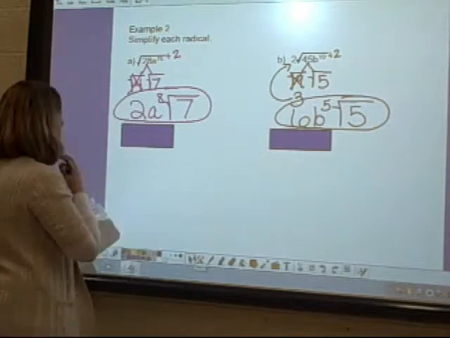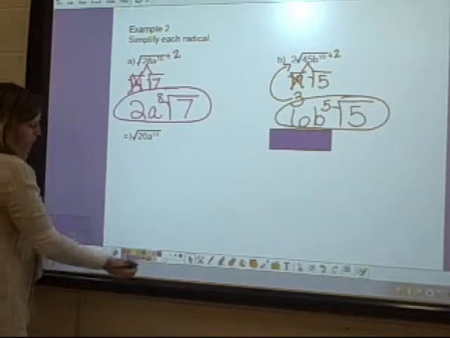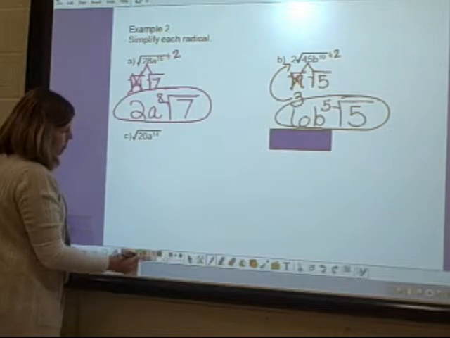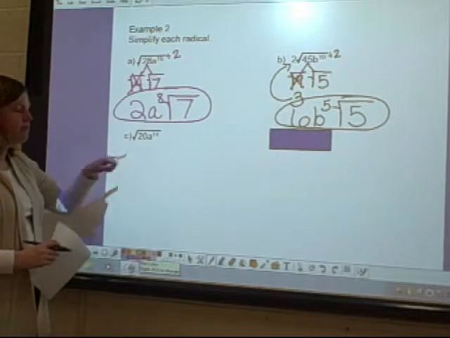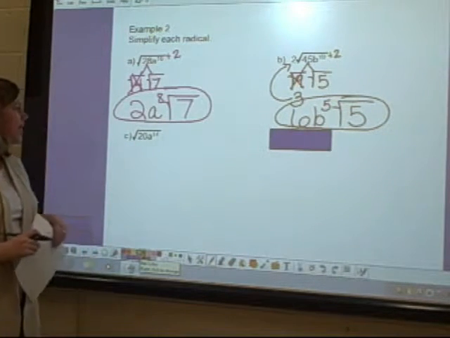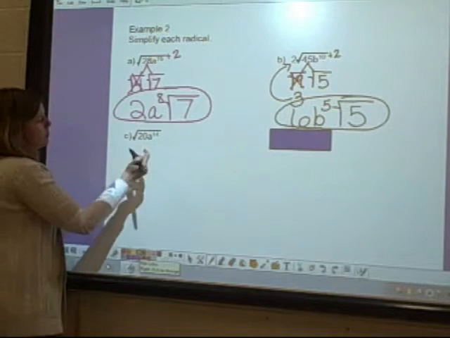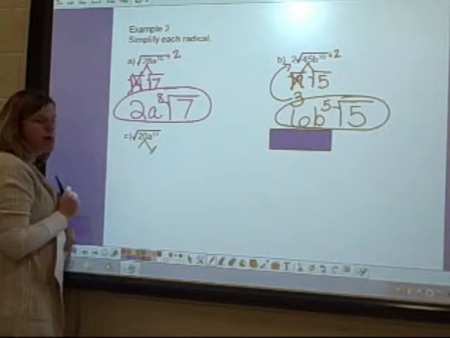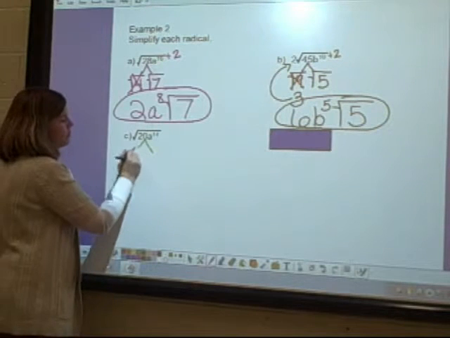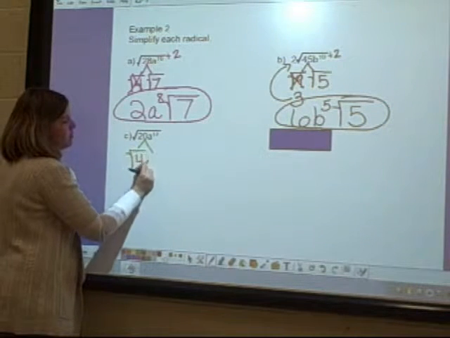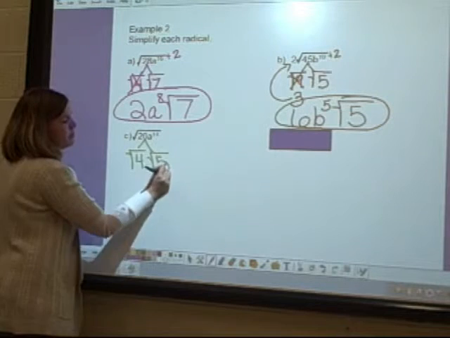And let's try one more. Letter C, we have to simplify the square root of 20a to the 14th. So I'm going to break down 20. The biggest perfect square that will go into it is 4. So we've got the square root of 4 times the square root of 5.